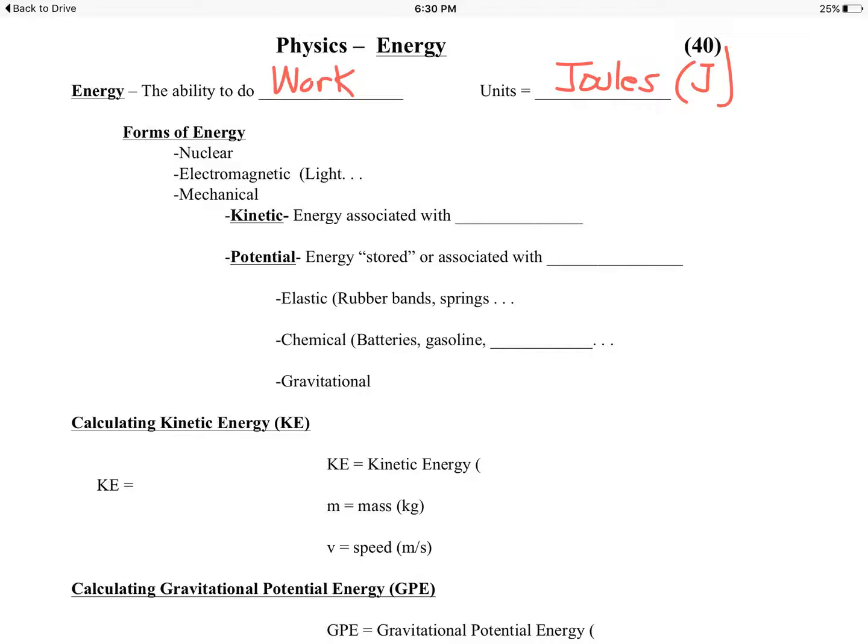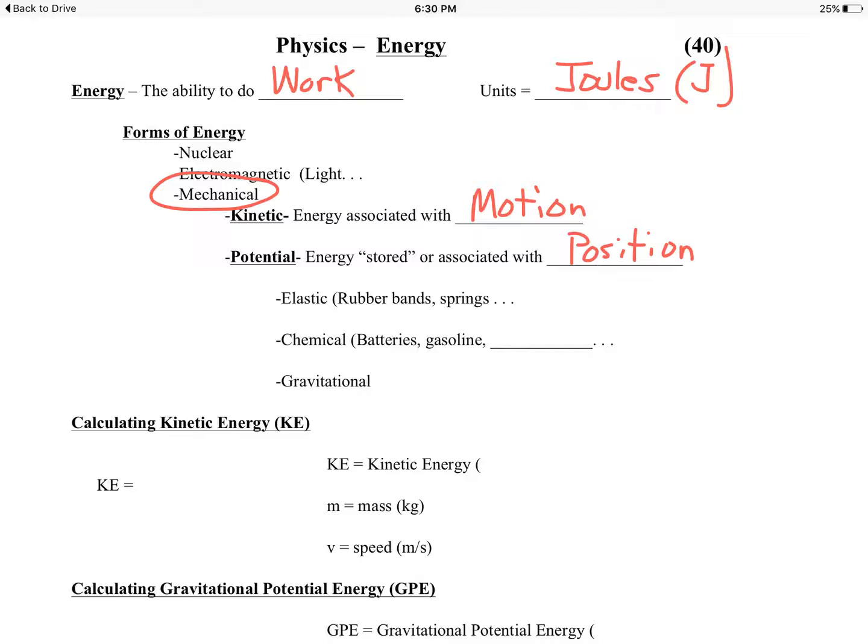There are different forms. There's nuclear energy, electromagnetic energy, light, X-rays, gamma rays. We'll study those second semester. But we're going to focus mostly on two forms of mechanical energy. Kinetic, which is energy associated with motion, things that are moving. And potential energy, energy stored or associated with position. And there are different types of potential.